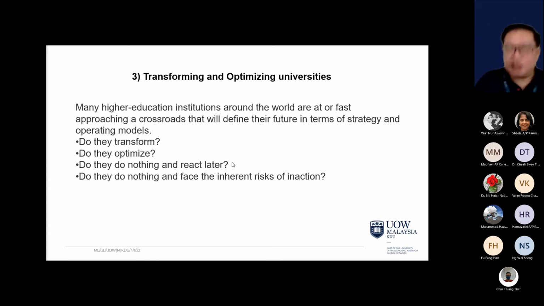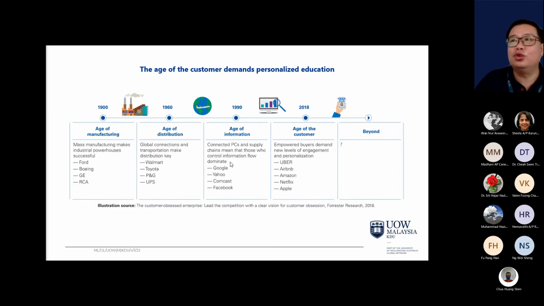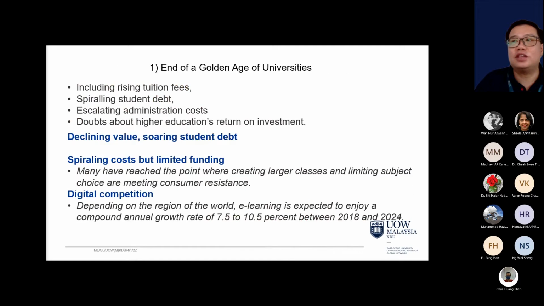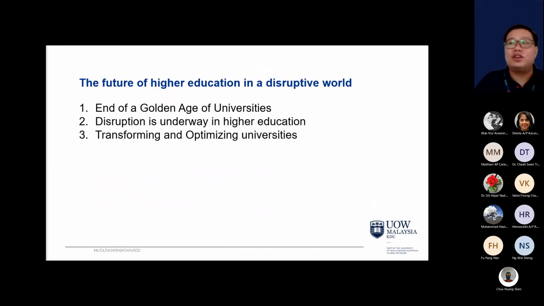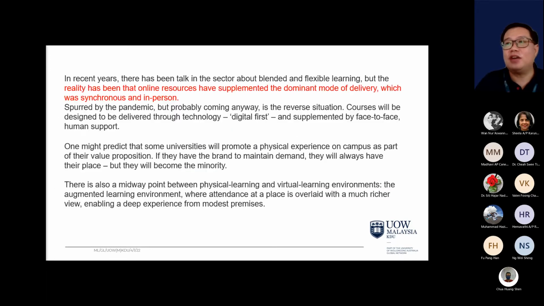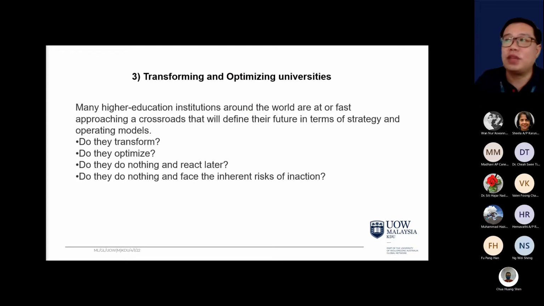So number 3. We have already gone through the first two. Let me just run through them a little bit. The end of a golden age of universities. Disruption is underway in higher education. And now the third one: transforming and optimizing universities. This is the key change that is also impacting us.